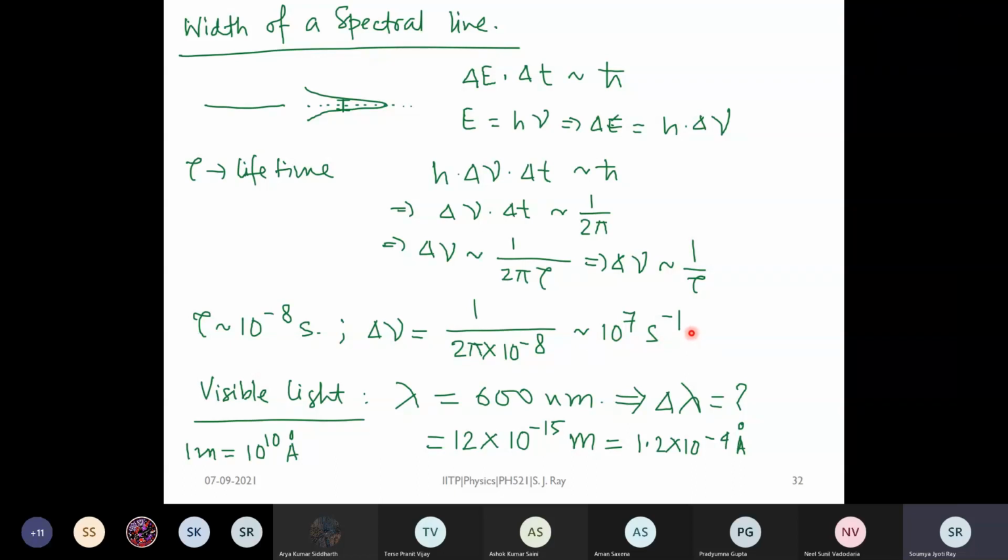Now let's take another example of visible light, and let's say the incoming radiation has a wavelength of 600 nanometer. Then the question comes, can we calculate the delta lambda? Can you try to do this? The answer is written here. You can actually try to do the calculation.